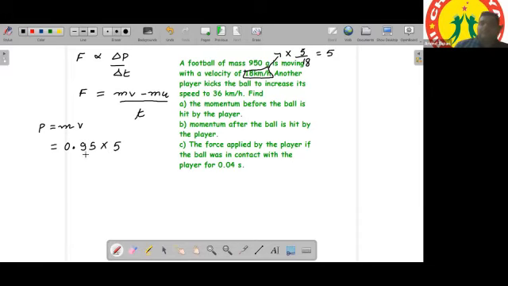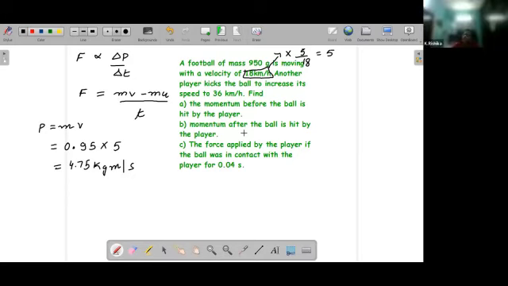Okay. So multiply this 5 and 0.95, you will get your answer as 4 point something. What's the answer you are getting? It's 4.75. So you get here 4.75 kg meter per second. Aman, did you get the answer? Yes, sir. Now the second thing you have to find out is the momentum after the ball is hit by the player. So what will be the momentum after the ball is hit by the player? Sir, 9.5 kg meter per second.